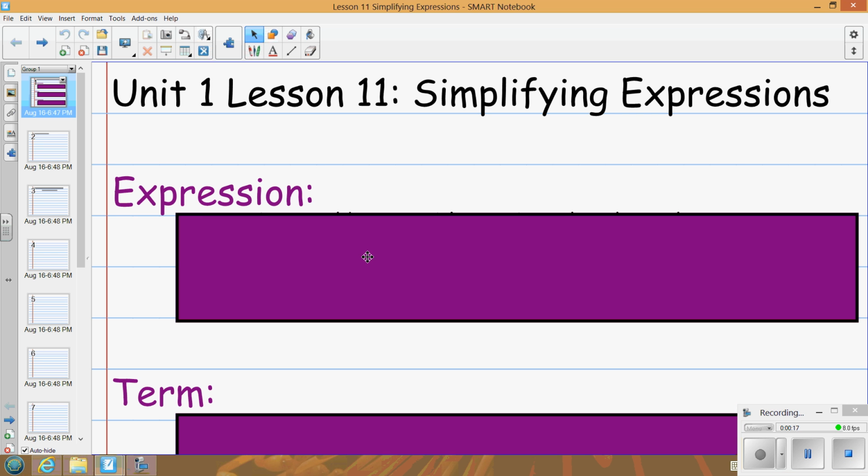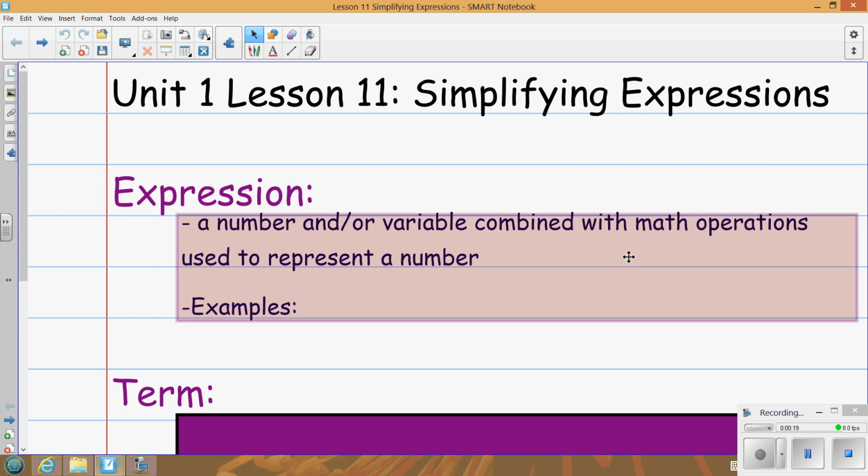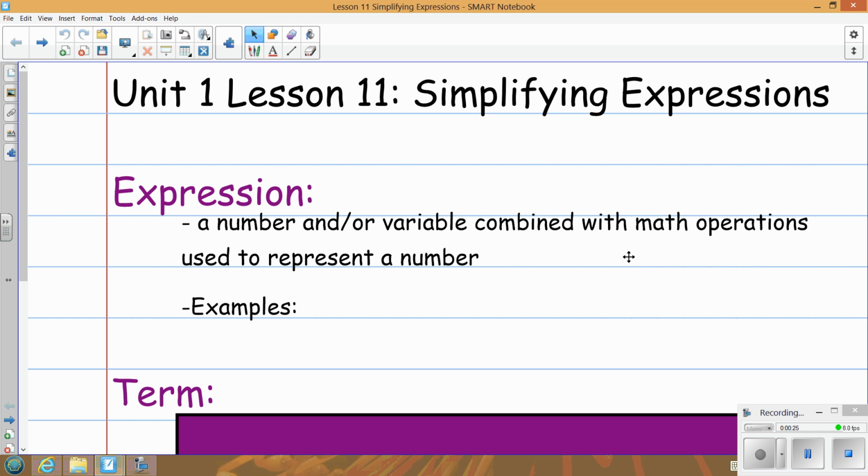An expression is whenever you combine a number and/or variable with mathematical operations, and it can be used to represent a number. So let's look at some specific examples. It could just be a number. It could be a combination of some variables. So some examples here would be like negative 7y. That would be an expression.